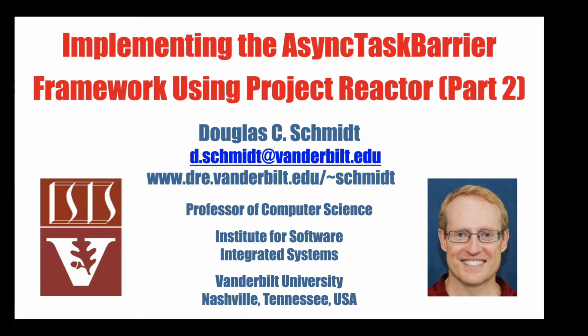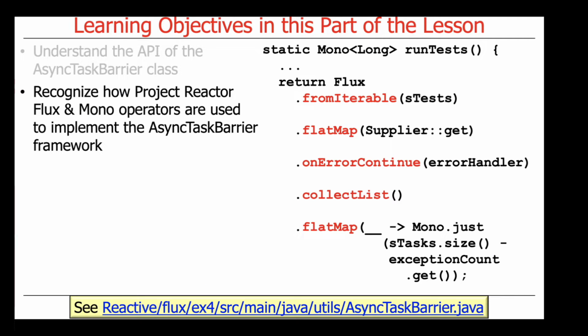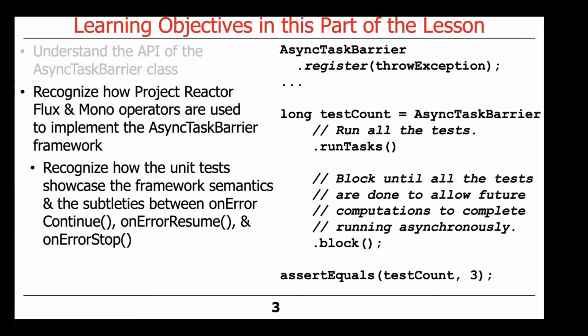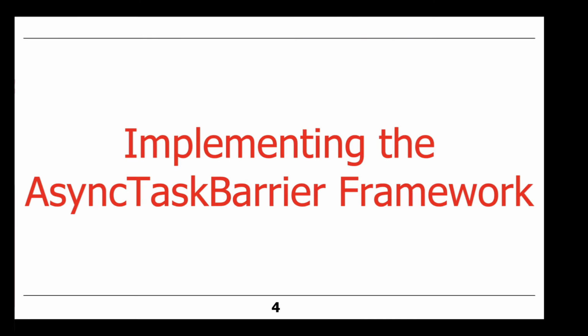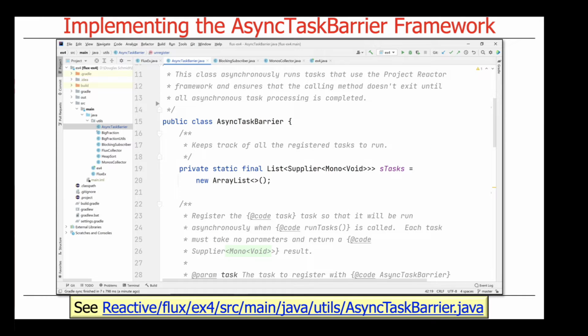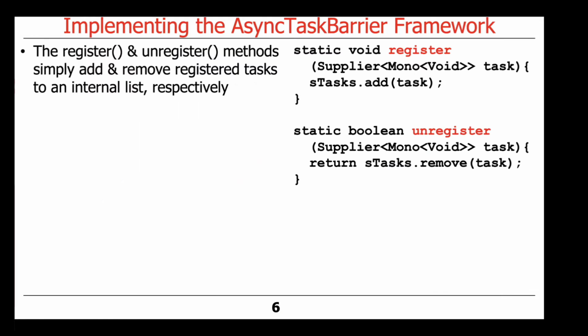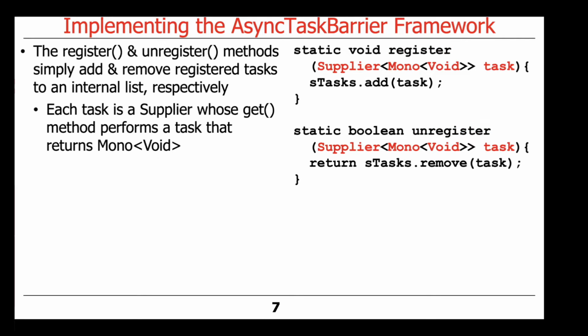So we're now going to focus on part 2 of our implementation walkthrough of the AsyncTaskBarrier framework, and we're going to show how it's actually implemented. So basically, here's the AsyncTaskBarrier framework. The register and unregister methods are super simple. They just go ahead and add the parameters that are passed into the tasks list. Piece of cake. It's exactly what you'd think they do.